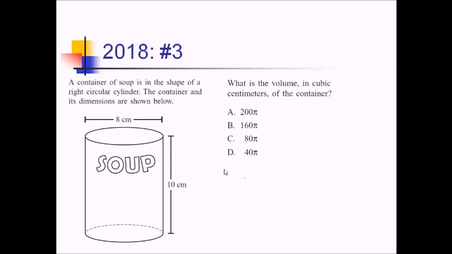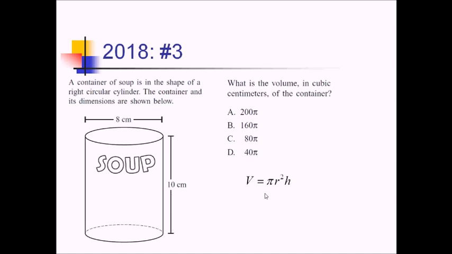For number 3, we have this cylinder with the following dimensions. We want to know the volume in cubic centimeters of this container. So volume for a cylinder, that's off your formula sheet. In general, that's going to be pi r squared times h. It's just the area of the circle multiplied by the height. So in this case, we got to pick out our parameters carefully. The radius is going to be half the distance across, so half of this 8, which is 4. And then our h value, our height, is going to be 10.